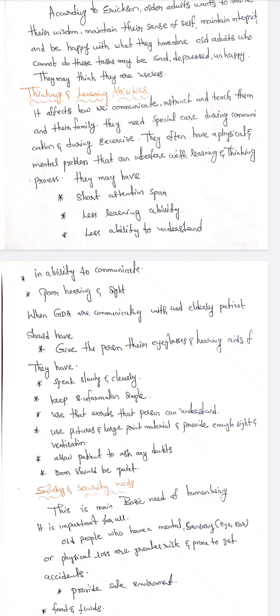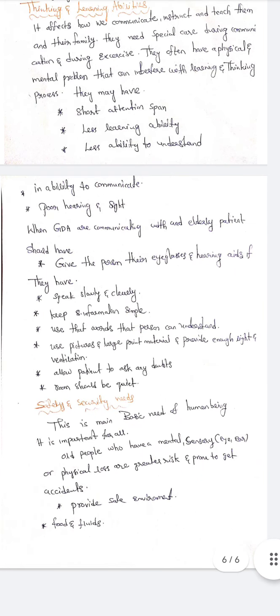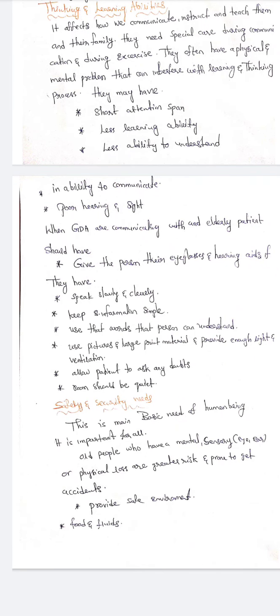Okay, elderly people may have a short attention span, which means they cannot stay attentive. They have short attention because they are already aged, so they cannot pay proper attention. Next, less learning ability. If we are saying anything, they cannot learn it properly. Next, less ability to understand. They cannot understand properly what we are saying. Next, inability to communicate. They cannot communicate properly with us.